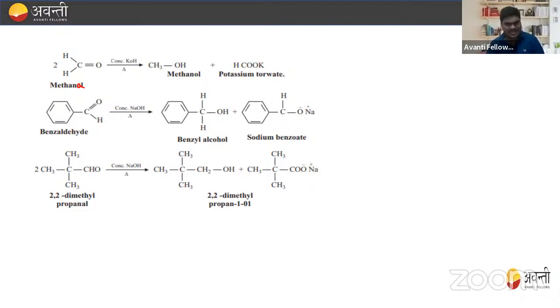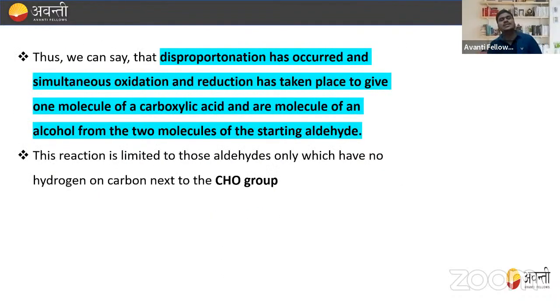Similarly, if we have benzaldehyde, C6H5CHO, in the presence of concentrated NaOH, it will produce benzyl alcohol, right? In all these cases, we observe that both reduction and oxidation take place. Thus we can say that disproportionation has occurred, and oxidation and reduction take place simultaneously to give one molecule of a carboxylic acid and one molecule of an alcohol from two molecules of the starting aldehyde. So this reaction is limited to those aldehydes only which have no alpha hydrogen, right?